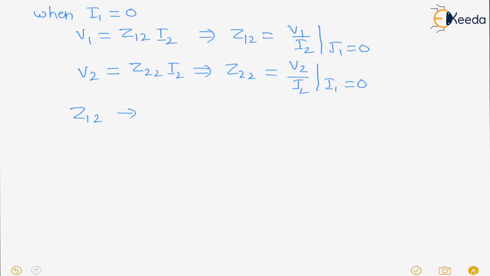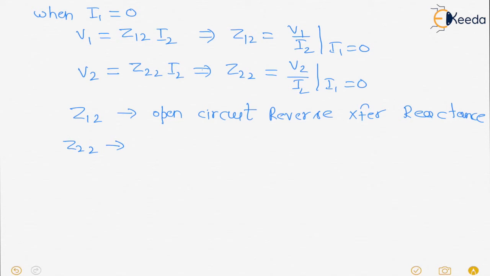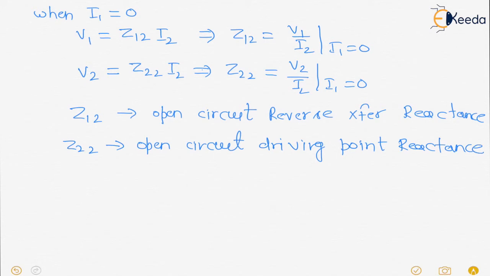So Z12 we can write as open circuit reverse transfer reactance or impedance you can say, and Z22 is equal to open circuit driving point impedance or reactance. So this is how we can calculate all the parameters Z11, Z12, Z21, Z22.